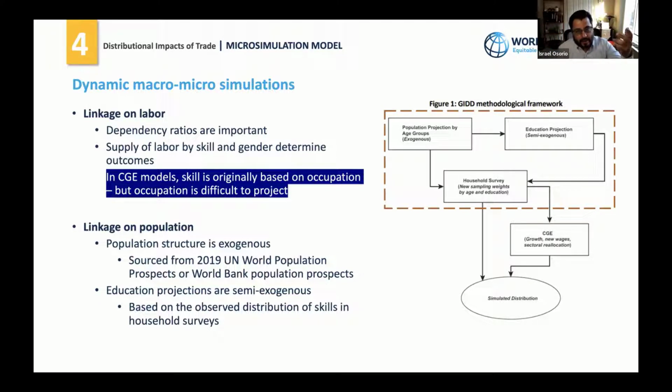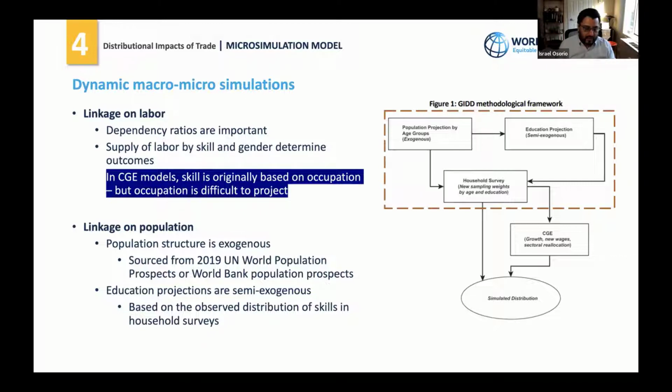So the main issue is that we cannot pass changes in the level of wages, because wages and labor typically are coming from a different base. So what we pass are changes in the level of employment and also changes in relative wages, or changes in wage premium.